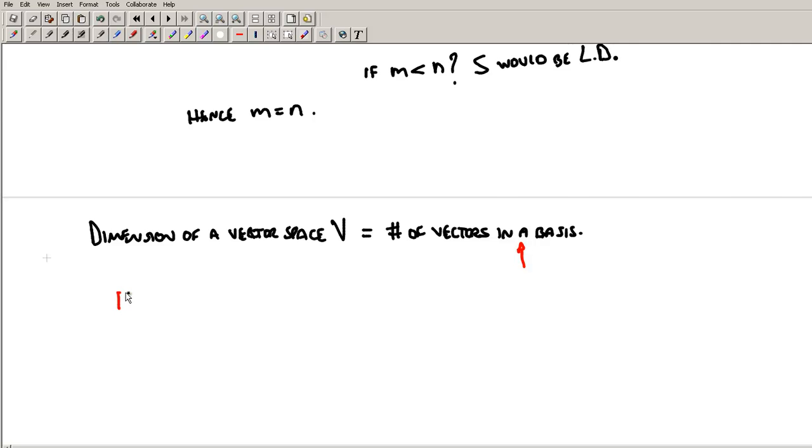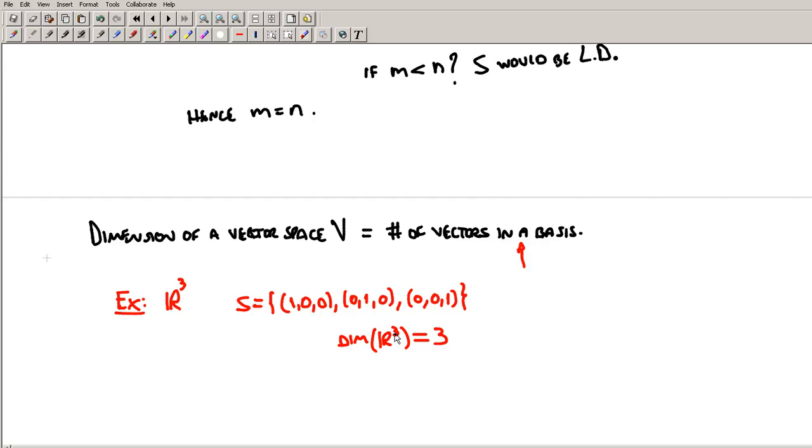Okay. So now we can see a few examples. So in R3, we saw there is the standard basis (1, 0, 0), (0, 1, 0) and (0, 0, 1), right? This is a basis for R3, and it has 3 vectors. Therefore, the dimension of R3 is 3. You may say, well, that's obvious because this is raised to 3. Well, dimension has nothing to do with this exponent. It turns out that it's 3 because the basis has 3 vectors. The exponent 3 here is just part of the definition of the 3-dimensional space.